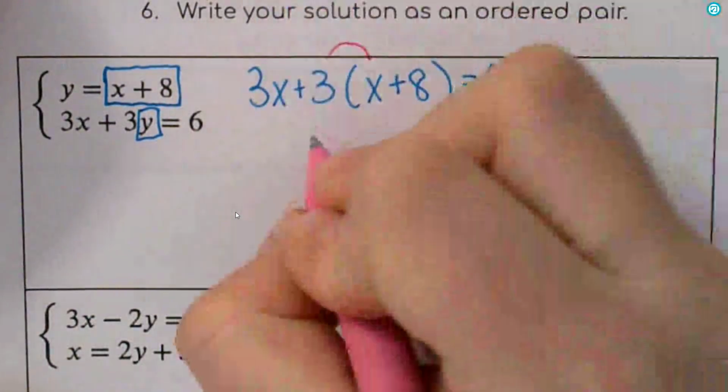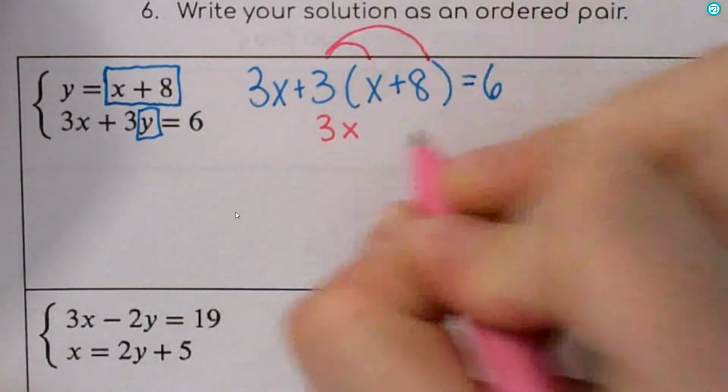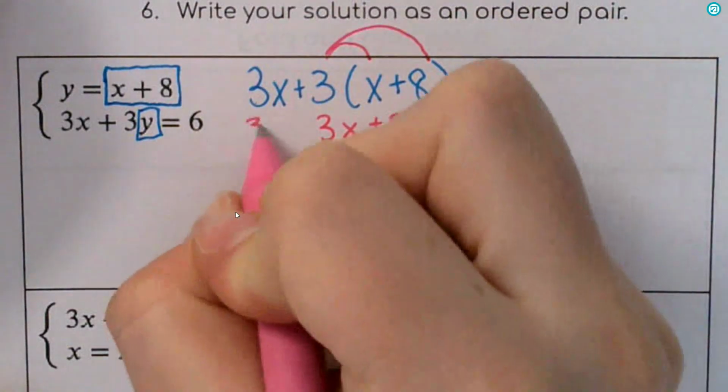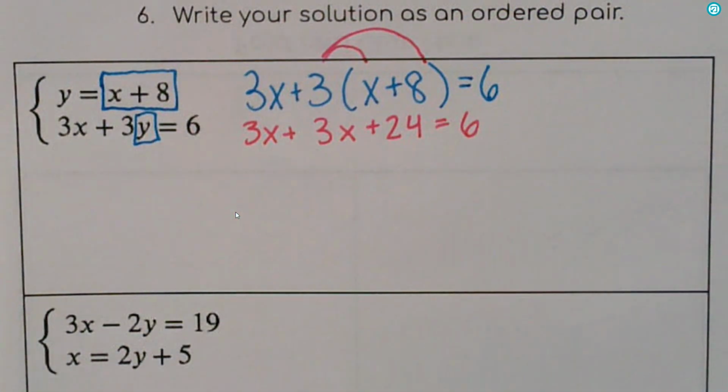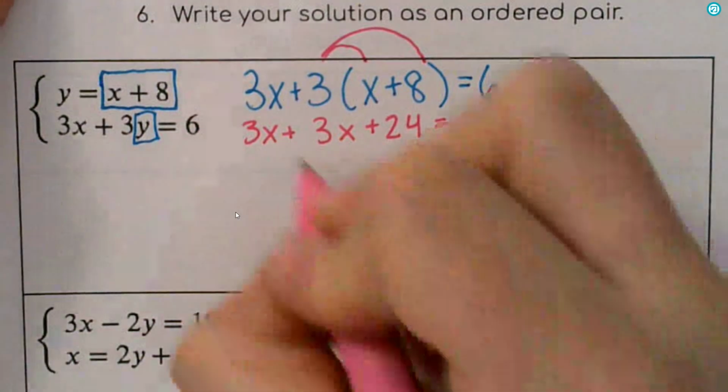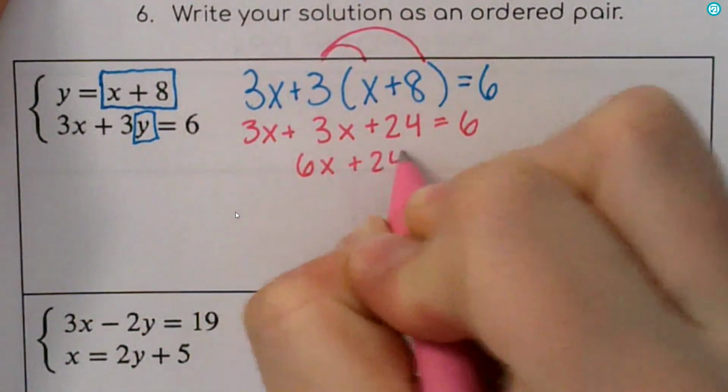3 times x is 3x. 3 times 8 is 24. I've still got this 3x. And it is equal to 6. So that's distributing. What is the next thing I can do? What's the next thing we did on our quick write? Add the x's. What is that called? Combining like terms. Yep, so 3x and 3x is 6x plus 24 equals 6.